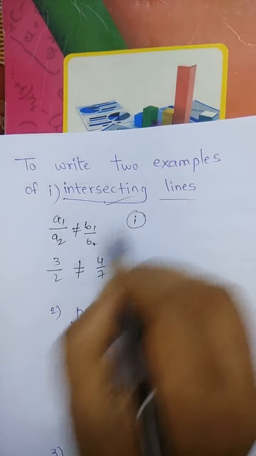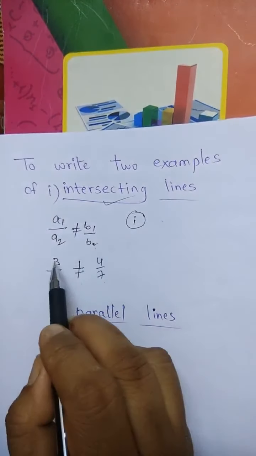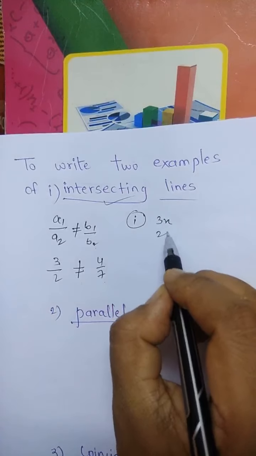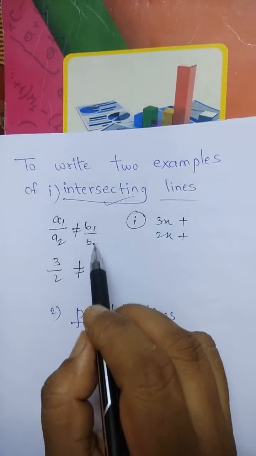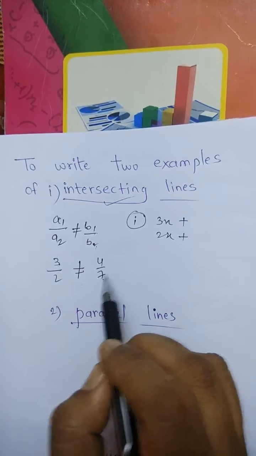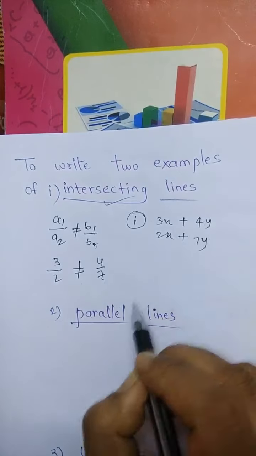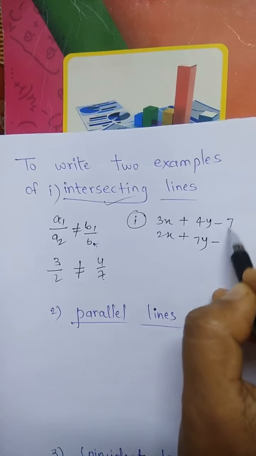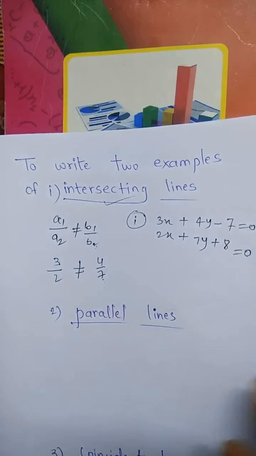So you can write 2 equations. A1 means x coefficient, A2 is also x in the other equation. So you can take 3x and 2x. And B1 is y coefficient, B2 also y in the other one. So 4y, 7y. You can take minus sign also, no problem. And the last term you can take anything, equal to 0. Like this.